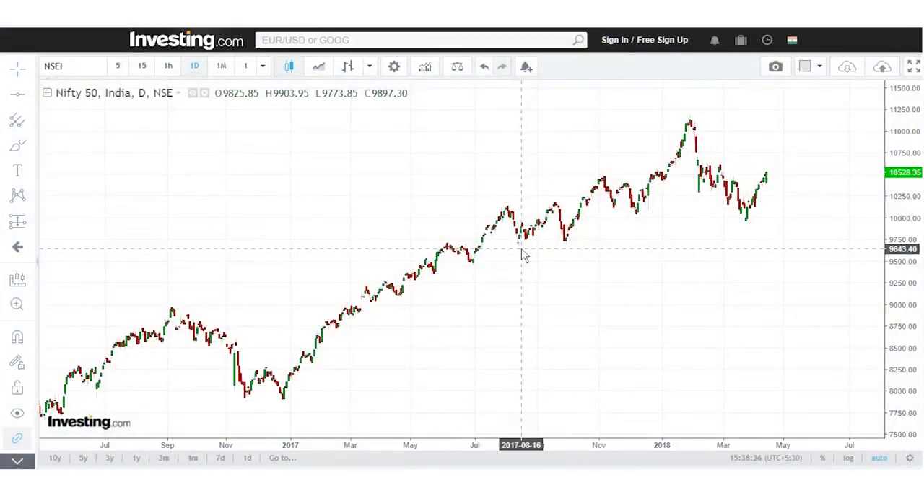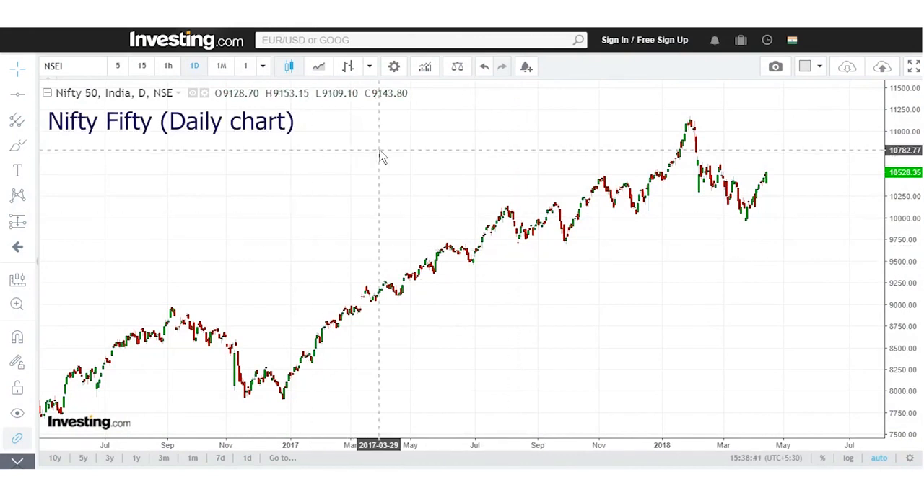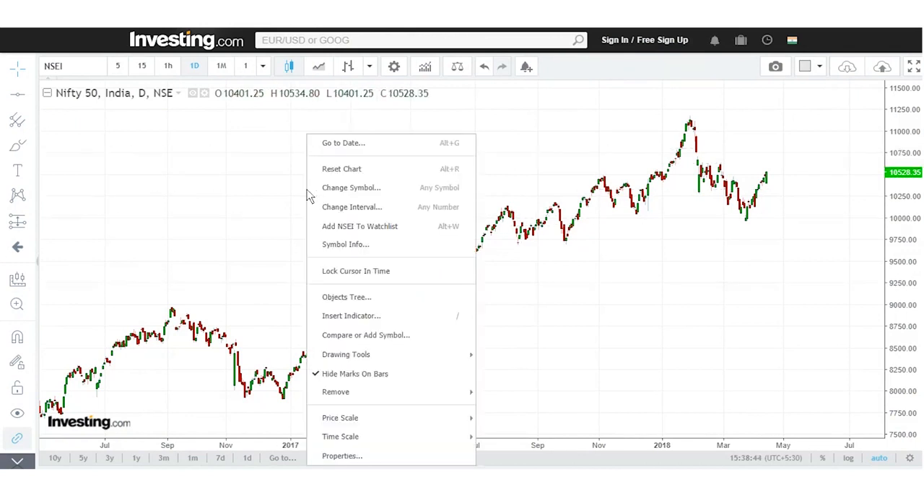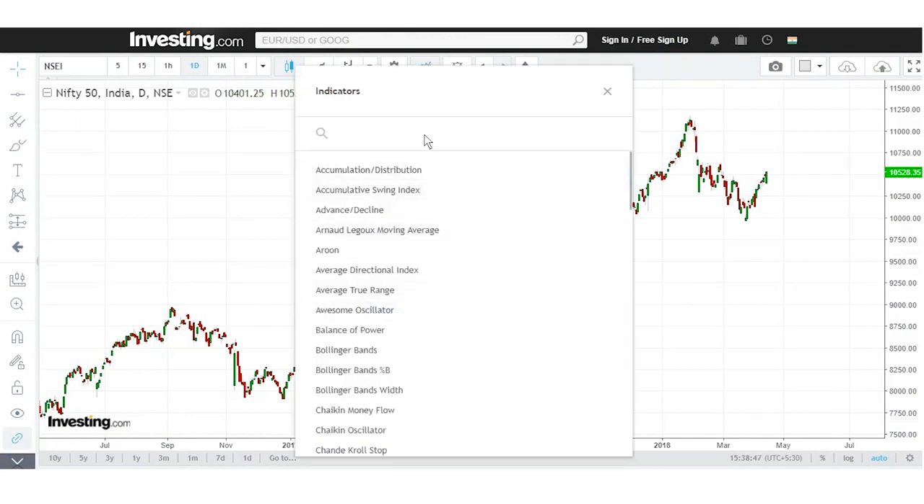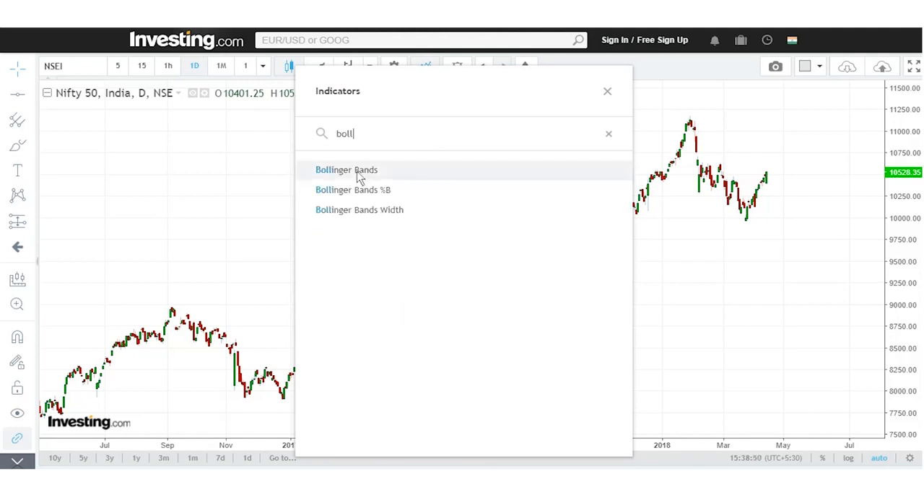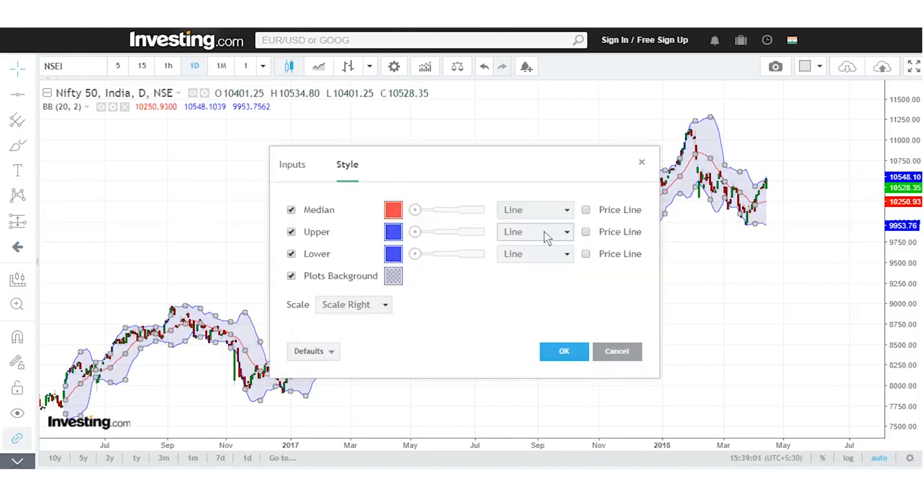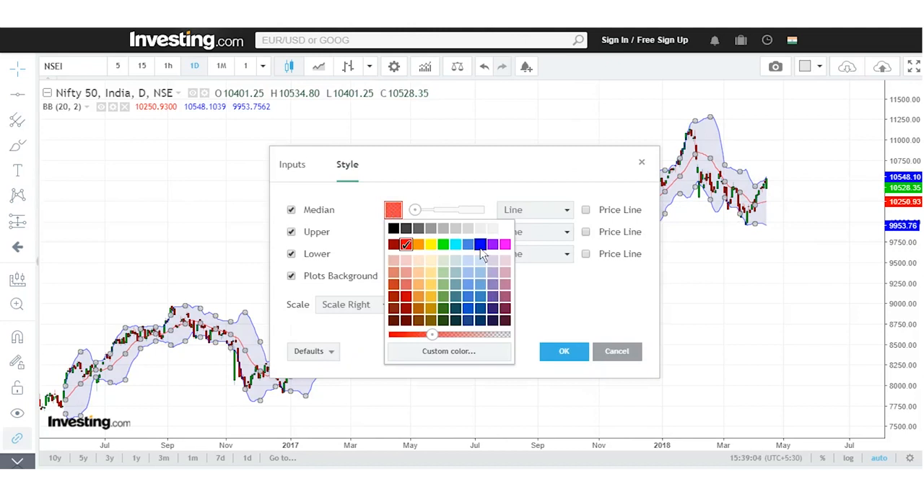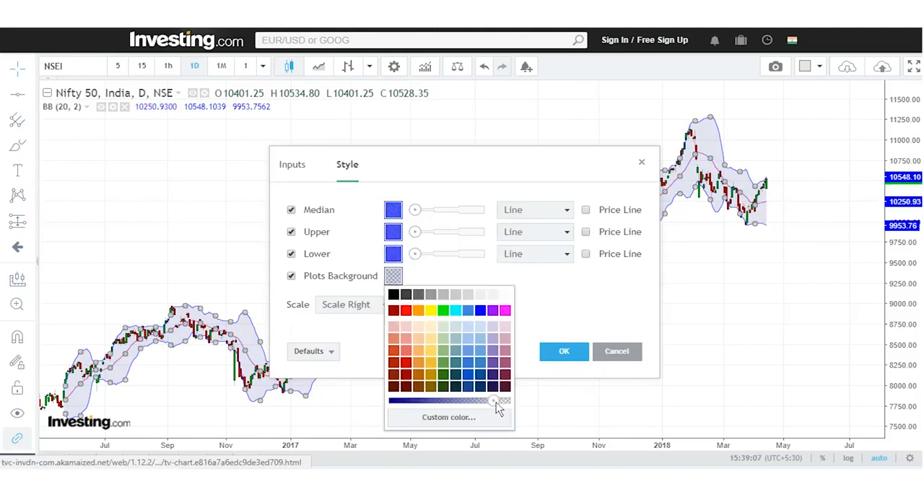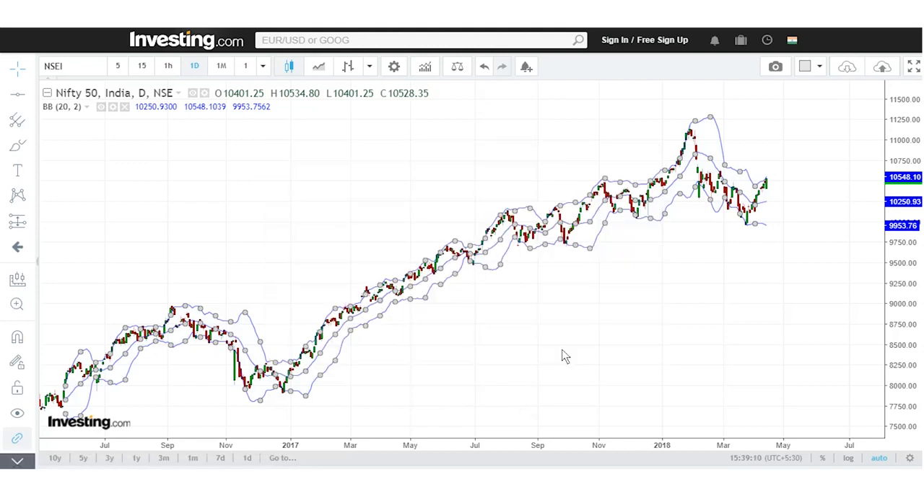Now let us look at the chart and see how a Bollinger Band looks. Here we are looking at the daily chart of Nifty on the investing.com charting platform. Let us add the Bollinger Band to the chart. See, the standard 20, 2 setting, that is a 20 period moving average and 2 sigma away upper and lower Bollinger Bands, has been drawn, and the 20 period moving average has been drawn in red. Let us customize the way it looks a little bit. So here is our Bollinger Band.